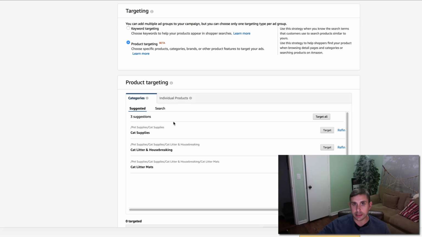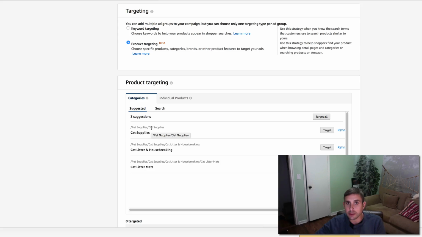It kind of stems down. We start off at cat supplies. That's our main category. Then the next thing that describes our categories, we're in the cat litter and housebreaking category. Kind of branches out, and then the third branch is the cat litter mats. That's the most specific category for a particular product. And Amazon is giving us the ability to target all 3.